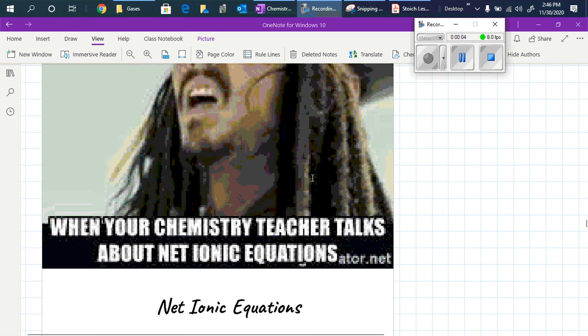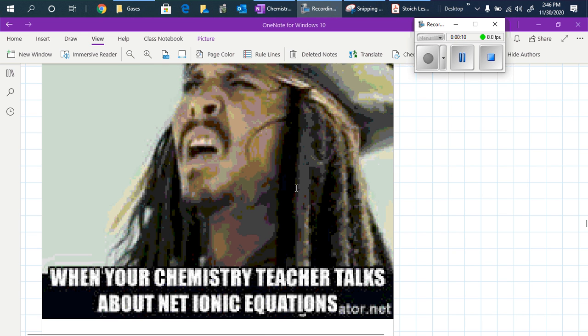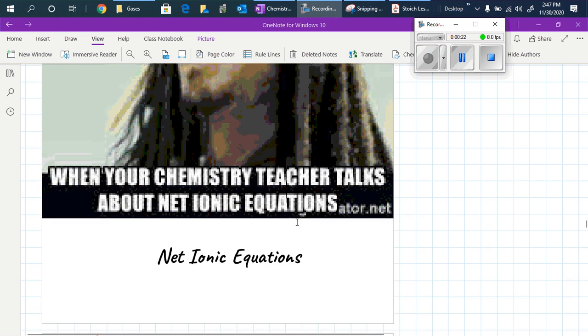So this is lesson 2, and it's talking about net ionic equations. And as you see, even from the meme here, it's a bit weird, but we will go through this as well together.